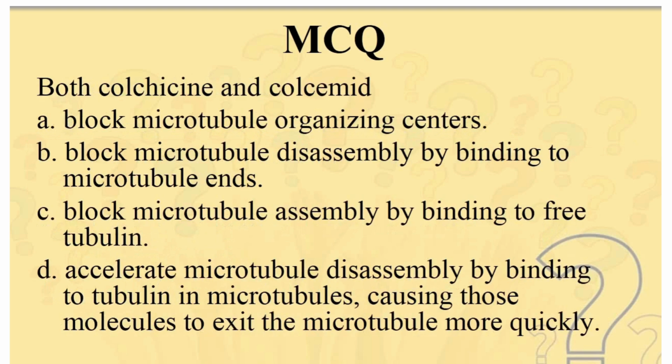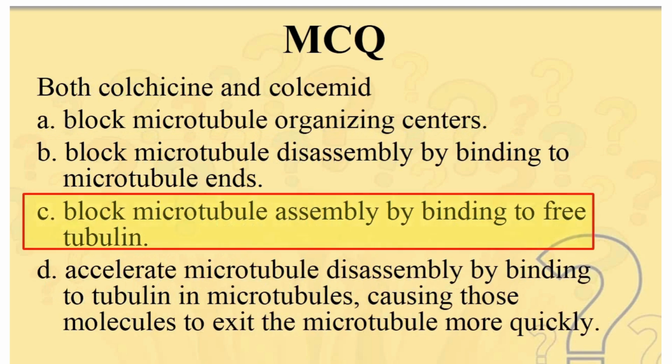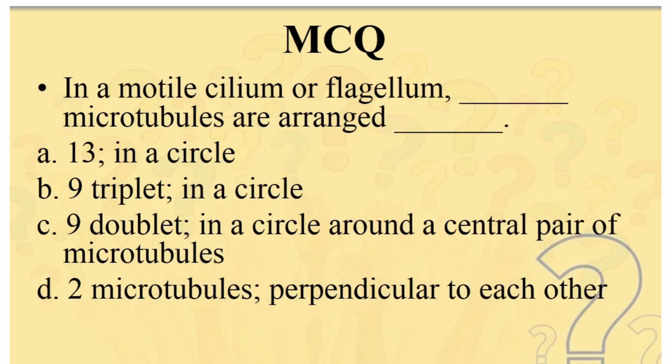Both colchicine and colcemid block microtubule assembly by binding to free tubulin. In a motile cilium or flagellum, microtubules are arranged in this question we have already done.